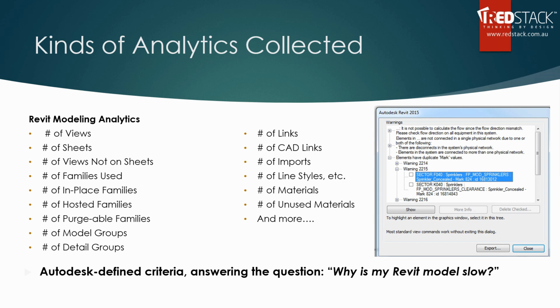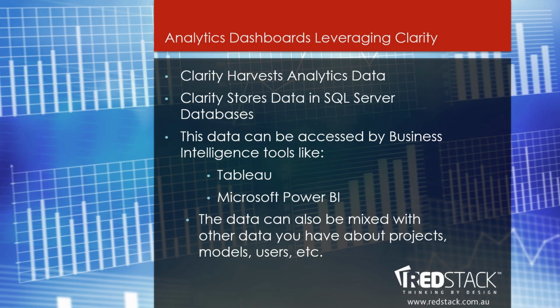Going more into the analytics: number of links, CAD links, hosted families, groups, it just keeps on going. And like I said, with the Dynamo node for Clarity, it could be any metric that you wanted, and we could report on it now. In Clarity, you may want to do more with it. So Clarity harvests those analytics and stores them in an SQL Server database, and then that can be accessed by business intelligence tools as well. It can also be mixed with other data you have about projects as well. So it's not just this project, it could be many projects at this given time.